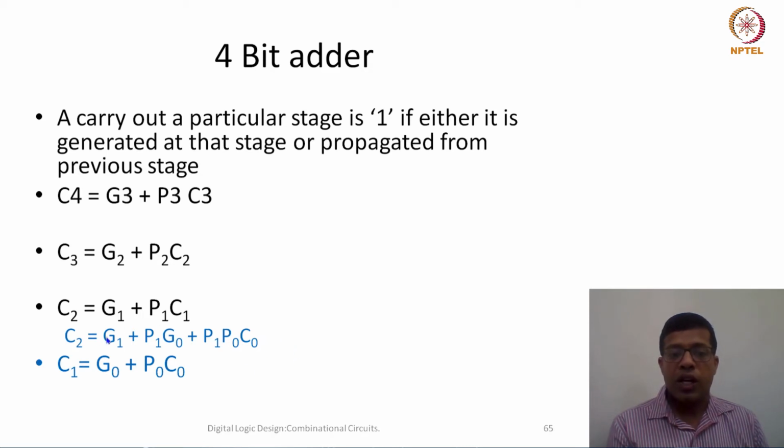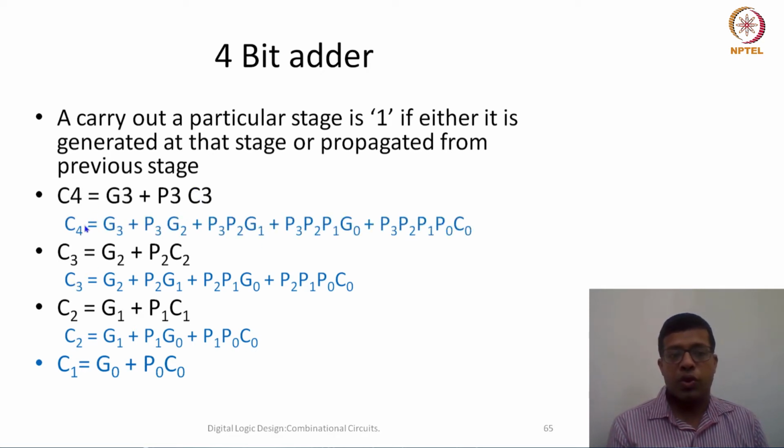Now whatever is the output here, we can substitute at C2 and we can find out the value of C3. So C3 is G2 plus P2 G1 plus P2 P1 G0 plus P2 P1 P0 C0. Now we can substitute the value of C3 here and find out the value of C4. So C4 is equal to G3 plus P3 G2 plus P3 P2 G1 plus P3 P2 P1 G0 plus P3 P2 P1 P0 C0. So what does this equation mean?